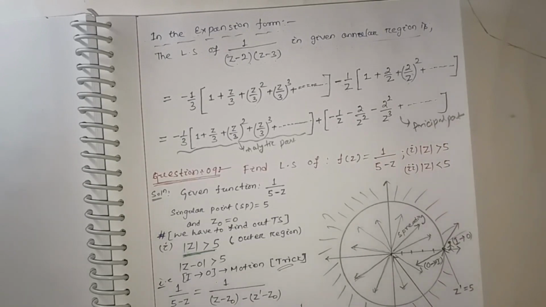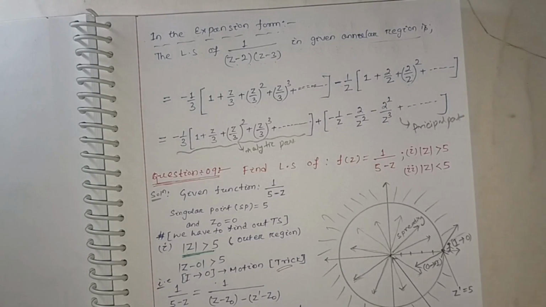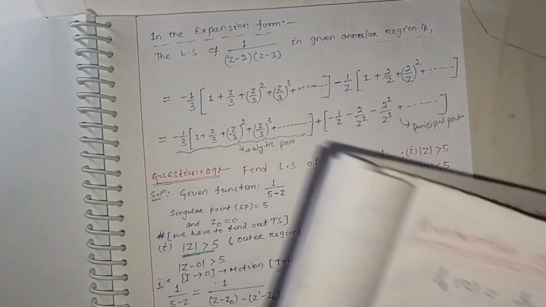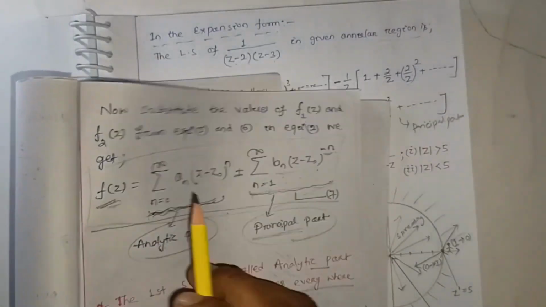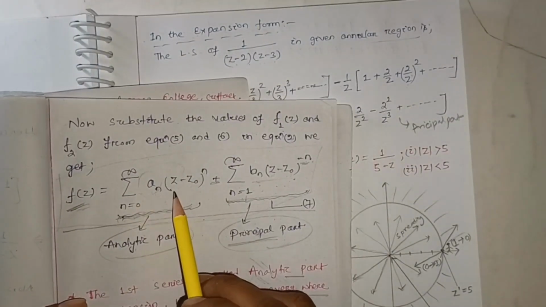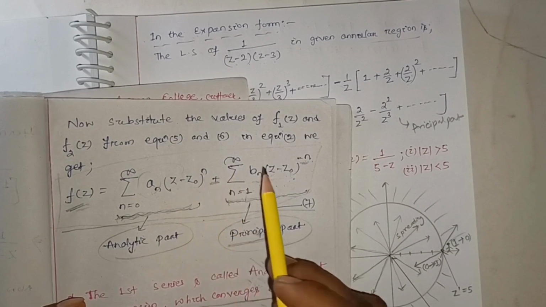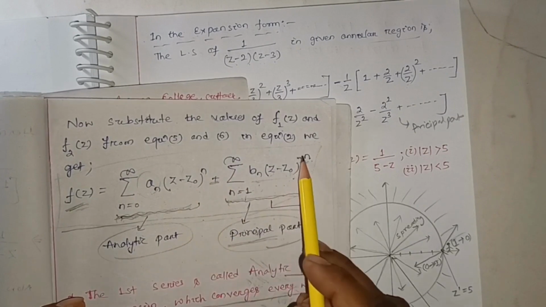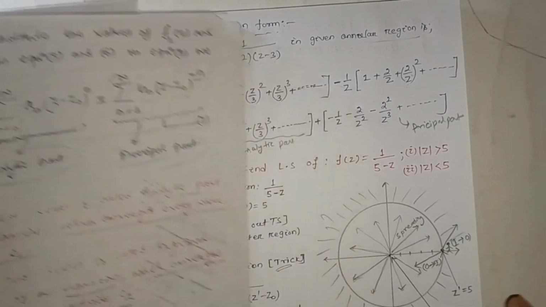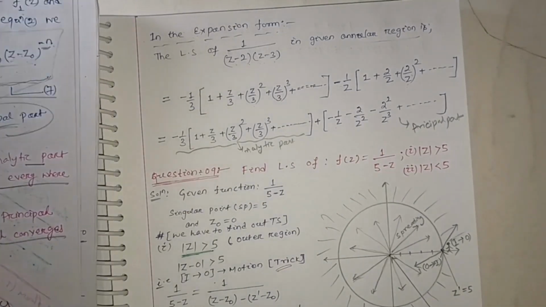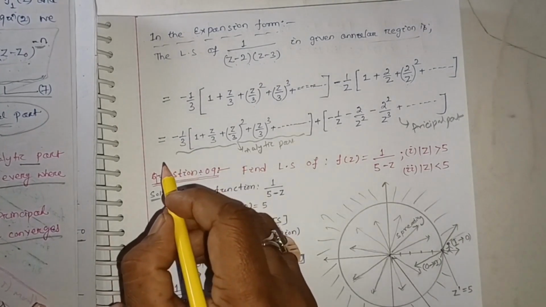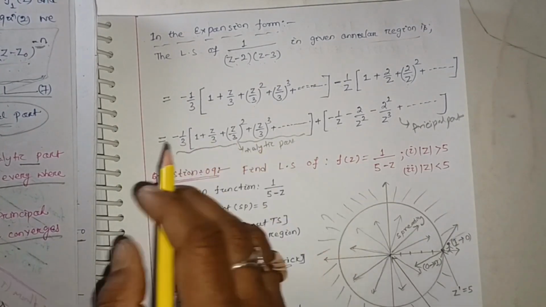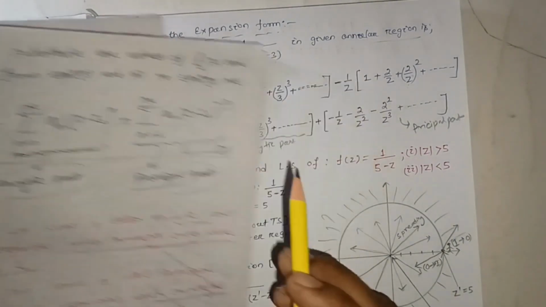because if I am going to compare our general Laurent series, analytic part is some coefficient z minus z0 to the power n, z minus z0 to the power minus n, the principal part. So here you can see this one is in the form of minus 1 by 3, you can multiply, and we can get the coefficients, each and every coefficient.